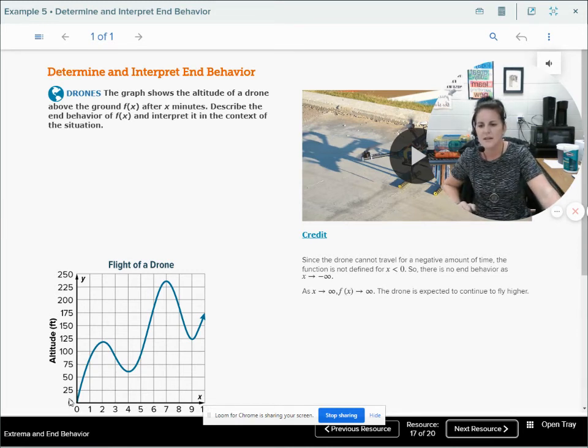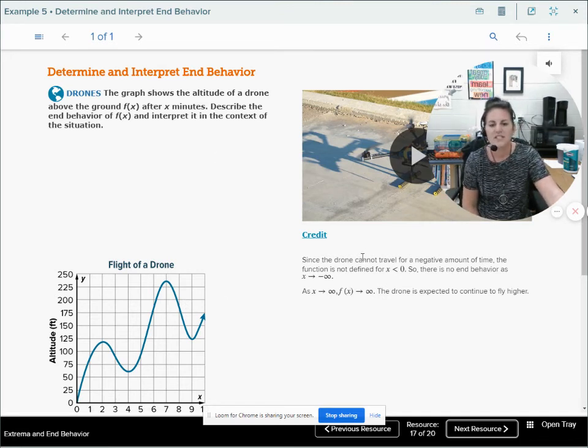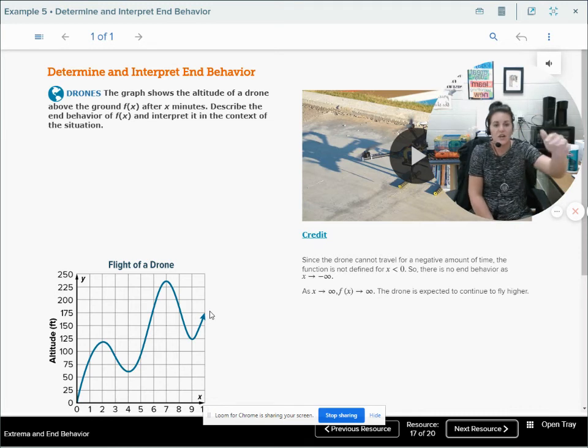So look what's happening. My drone's going up and down and up and down and up. It looks like it's going to keep going up. So since the drone cannot travel for a negative amount of time, you see that my graph started at 0, 0. Doesn't make any sense to talk about the drone flying after negative seconds. Once it starts flying, it's flying. My x's are only going to go in the positive direction. There's not going to be an end behavior in a negative direction either because it can't go below the ground. We could dig a hole and bury it, but that's not feasible when we're talking about it flying.